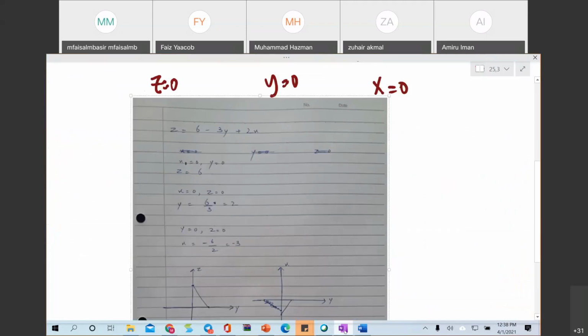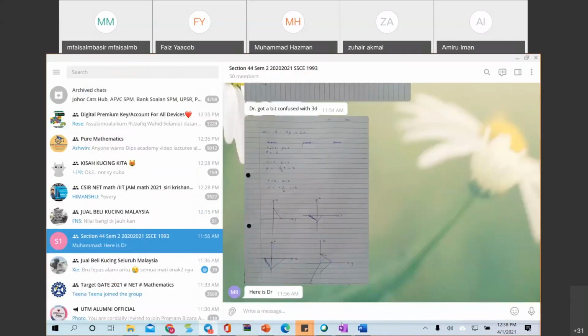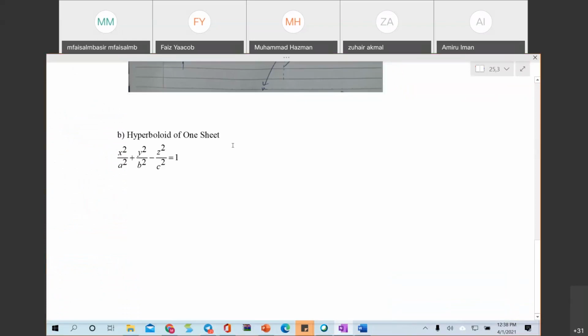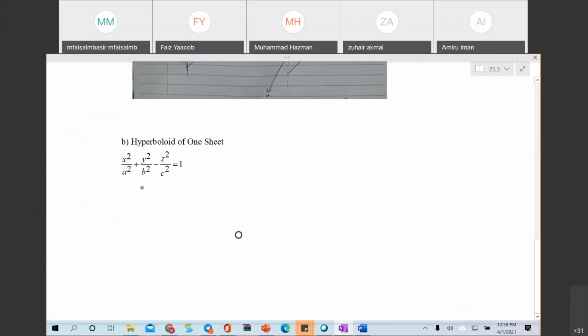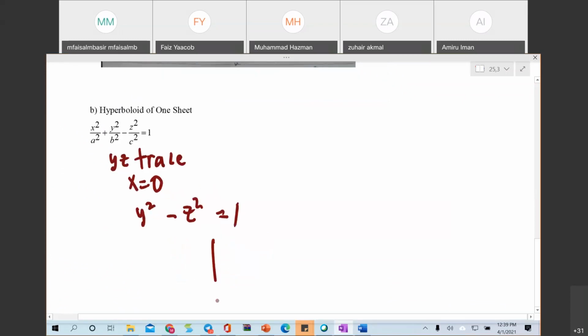So actually you cannot write it like this. You have to do it one by one. Okay, so I show you here. Say the yz plane, x equals 0. So you have y squared over b squared minus z squared over c squared. I just put a equals to b, same. So this is a hyperbola.